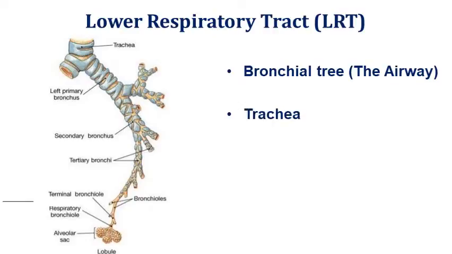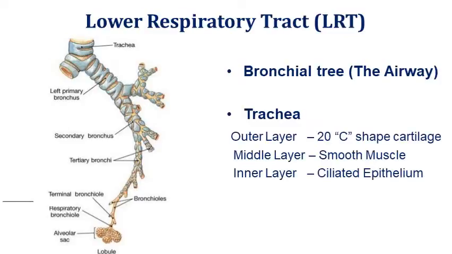The trachea is made up of 3 layers. The outer layer of the trachea is made up of cartilage tissue, that is 20 C-shaped cartilages. The middle layer consists of smooth muscles, and the innermost layer is lined with ciliated epithelium. And as you all are aware, alveoli is the functional unit of the respiratory system.